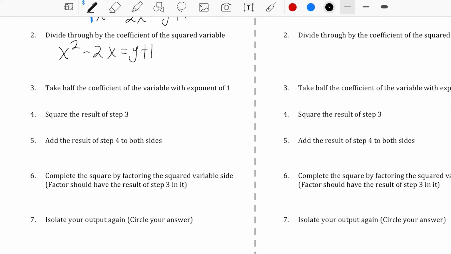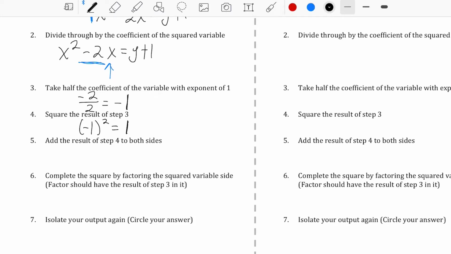Step 3 says take half the coefficient of the variable with exponent of 1. So here's my exponent of 1 term. I'm going to take negative 2, take half of that, so I divide it by 2, and I get a negative 1. Step 4 says square the result of step 3. So I'm going to take negative 1 and square it, and I get a positive 1.